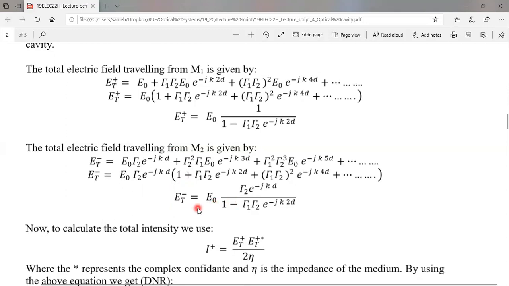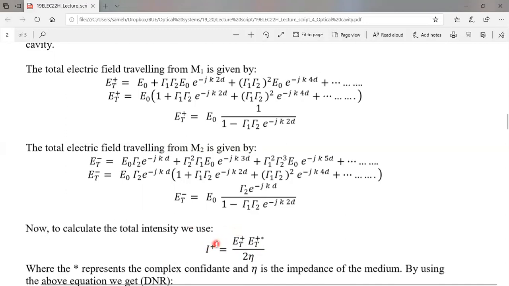So if you would like to calculate the total intensity, if you remember, in microwave or electromagnetism, I believe you call this the Poynting vector S, which is 1 over 2 eta multiplied by E squared. So this is what we do here. The intensity equals 1 over 2 eta multiplied by Et plus squared. Or you can make it the same with Et minus, as you like.